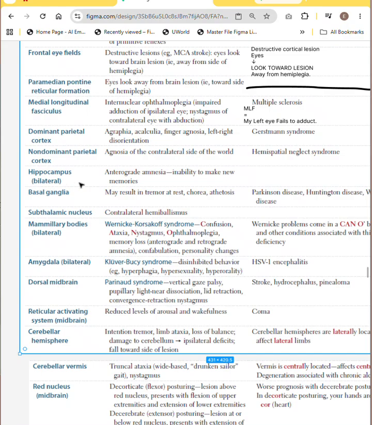Then we have the hippocampus. We've already told you so many times that the hippocampus is basically the memory center, right? With a hippocampal problem, the old memories are mostly preserved and new memories cannot be formed, and we call this anterograde amnesia. There's an inability to make new memories. The patient introduces himself every 5 minutes.